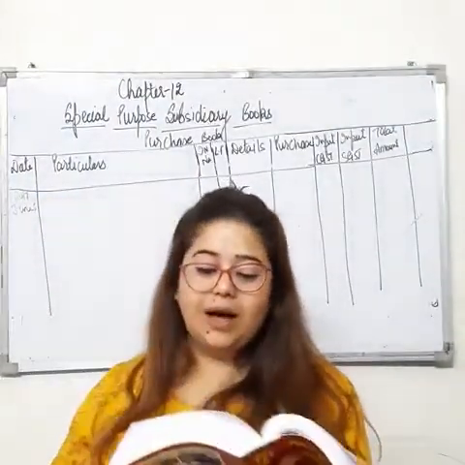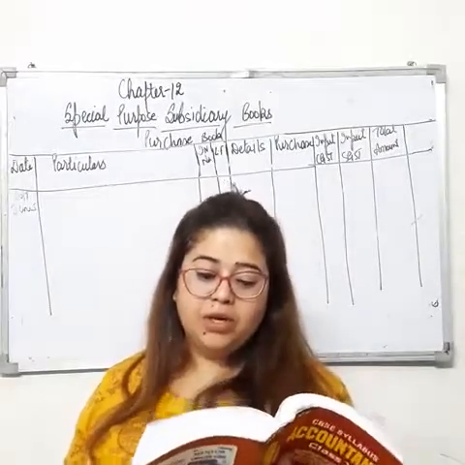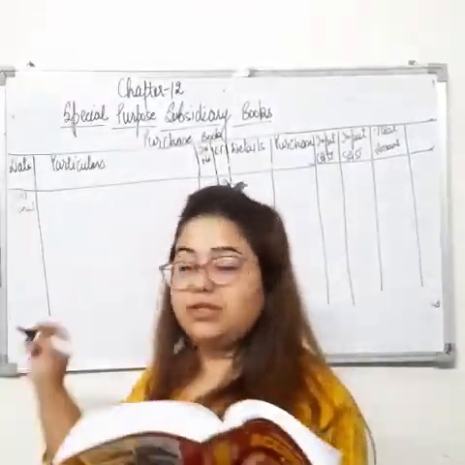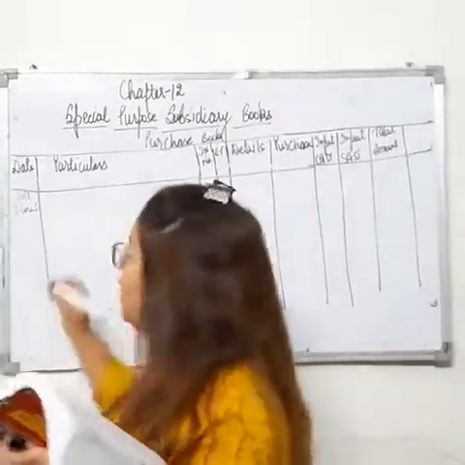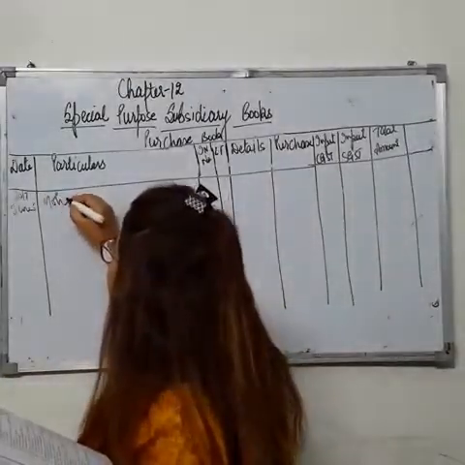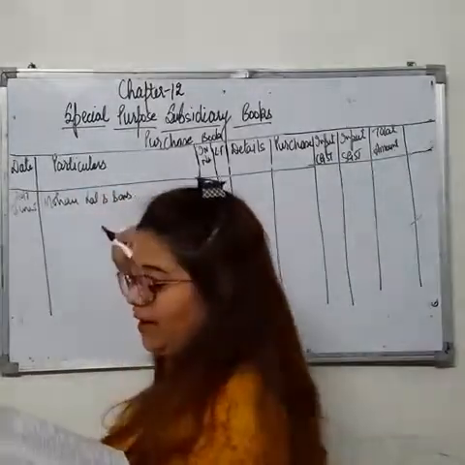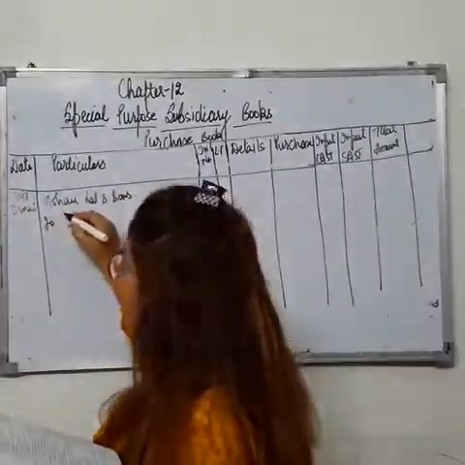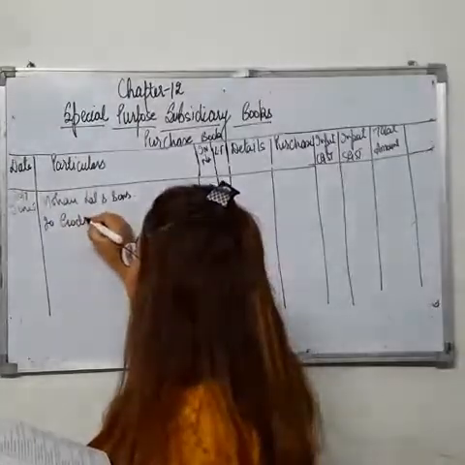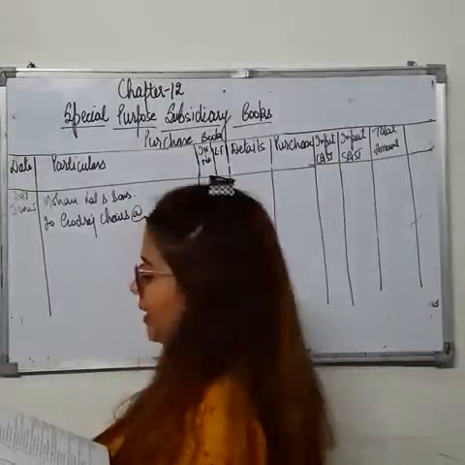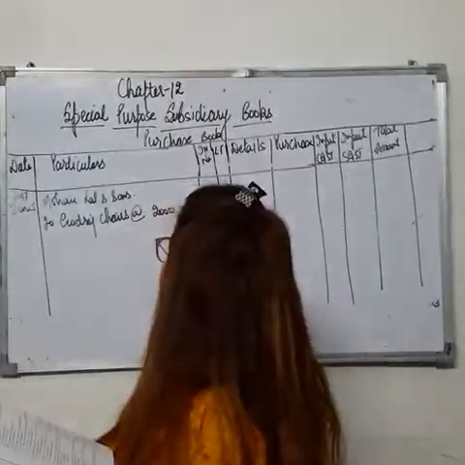Bought from Mohanlal and Company, Kanpur, 20 chairs at rupees 2000 each. Now how do we have to describe everything? So firstly write down Mohanlal and Sons, right? Then write down 20 Godrej chairs at the rate 2000 each.